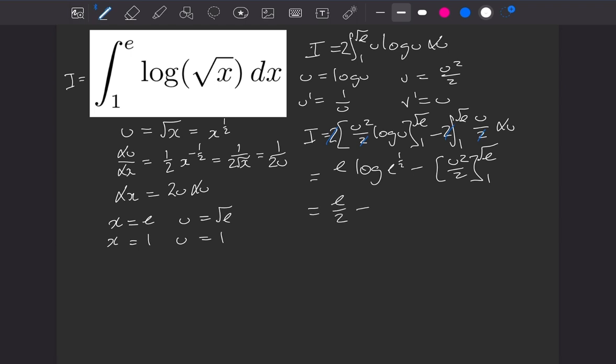Now substitute in the root of e into the u squared on 2. Well, the square and the square root will cancel. So we'll have just e on 2. And then we'll take away a takeaway, so make a plus, of 1 squared on 2, which is just a half. And now our 2 halves of e, they cancel off with each other. So all we're left with is a half.